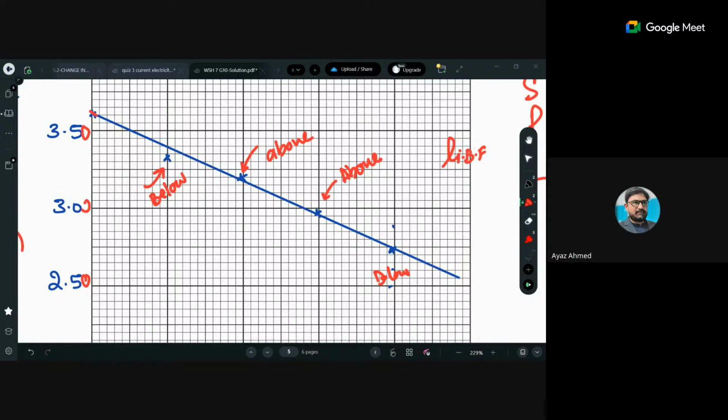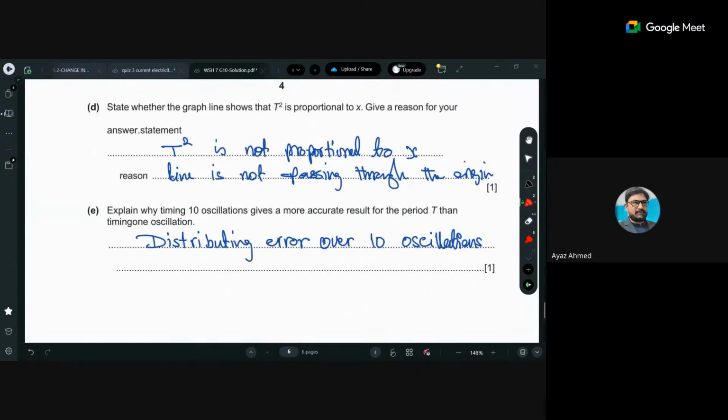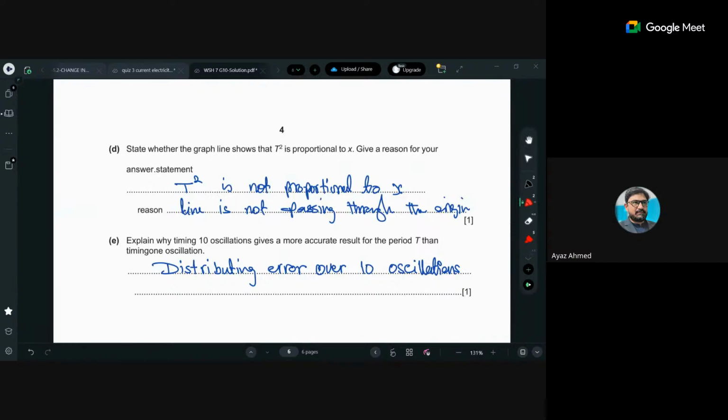Got it? So plotting mark will be given to you, line of best fit mark will be given to you. Right? Then state whether the graph shows that time squared is proportional to x. Give a reason for your answer statement.